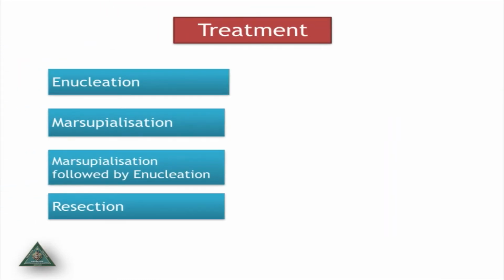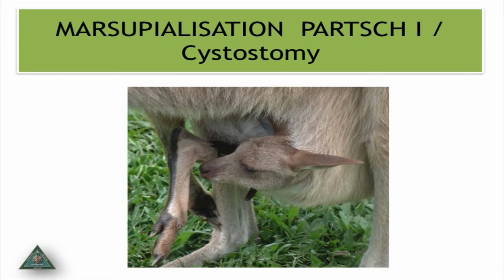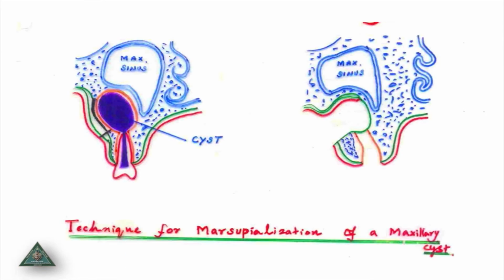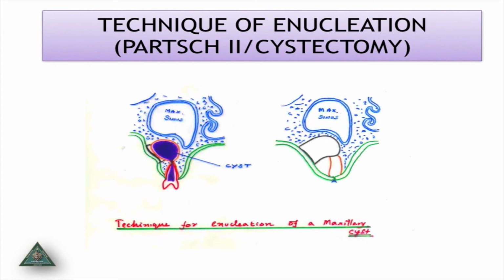Treatment for cyst: enucleation, marsupialization followed by enucleation known as Waldron's procedure, and resection. Marsupialization, or partsch, or cystotomy: we put an incision, elevate the mucoperiosteal flap, create a window, and remove the content of the cystic cavity and part of the lining. There is no complete removal of the lining in marsupialization. In enucleation, we put an incision, elevate the mucoperiosteal flap, create a window, and remove the entire lining and the content.